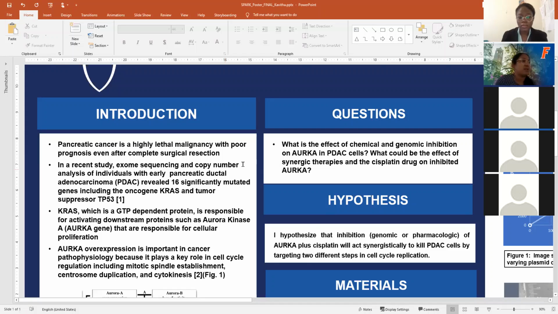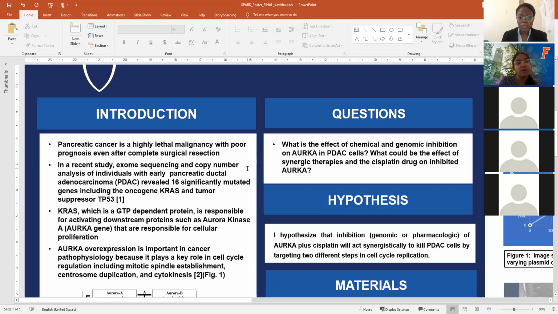For example, in my introduction, I first stated the broad topic that I'm working on. I'm working on pancreatic cancer. What is that? And then I talk about a literature point. A nice idea for the introduction is that you can also show how much research you have done on this in terms of literature research.